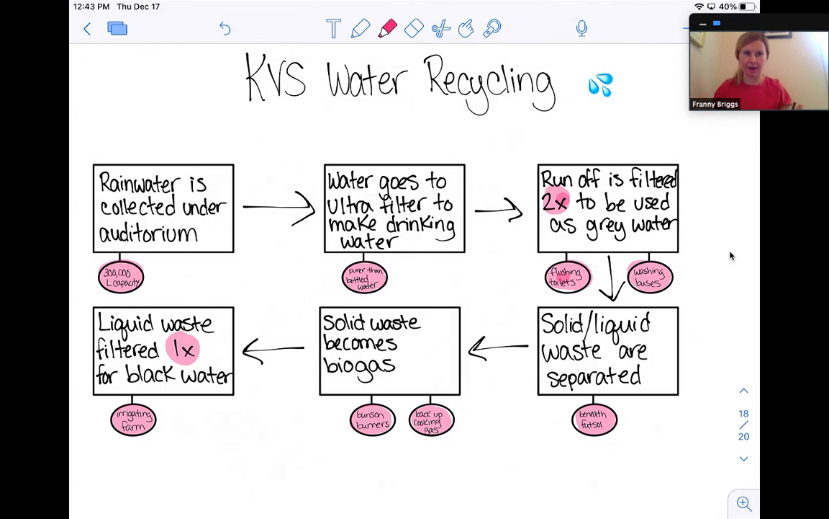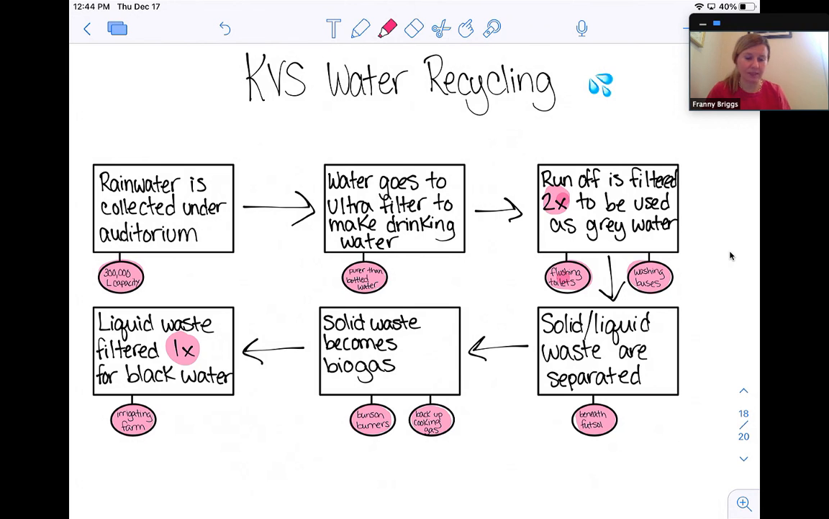Like, okay, the first step is the auditorium. Then the water goes over here to the ultrafilter. Then the water goes down here to the gray water filtering station. Okay, so that would be a really meaningful science activity because they would have this great graphic organizer to summarize their learning, and they would have the visuals around campus.